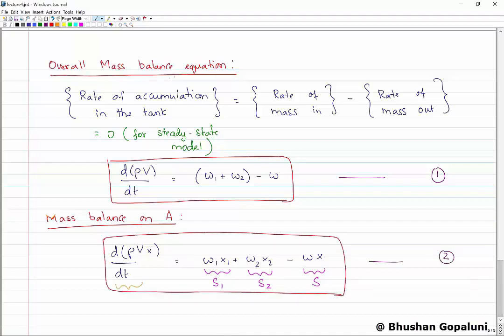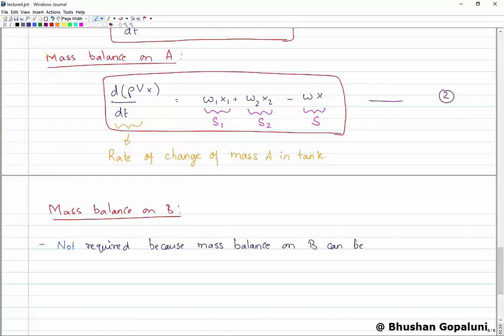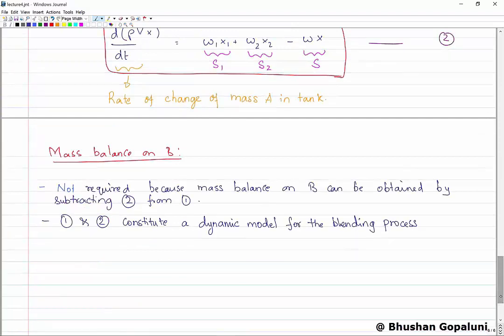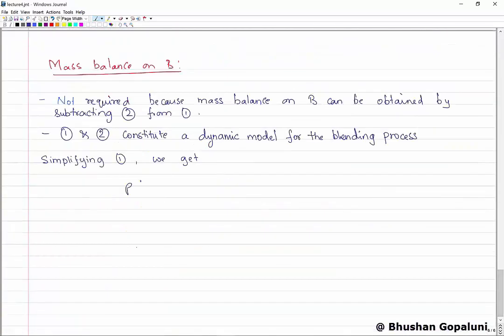Now, because of the assumptions we have made, and because the density and the volume are assumed to be constant, we can take those variables out of the derivative. Just on the side, I want to note that the mass balance equation on B is not required because B can be obtained very easily by subtracting the second equation from the first equation. The first two equations, equation 1 and 2, constitute what we call a dynamic model for the blending process.